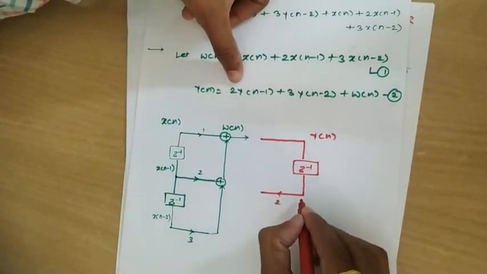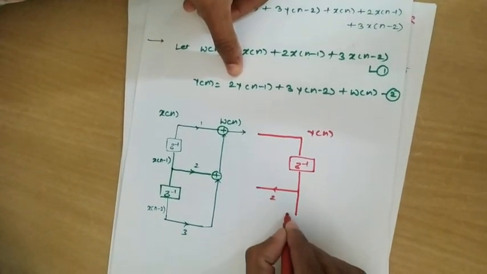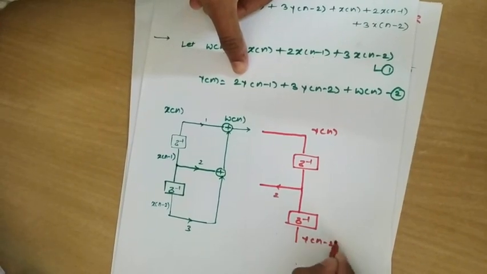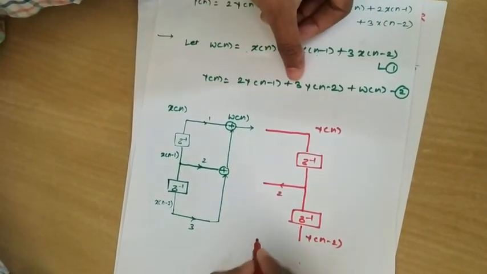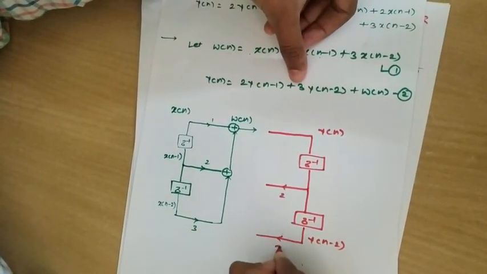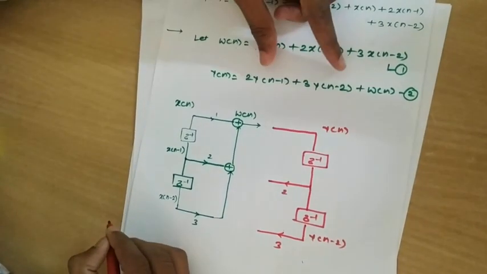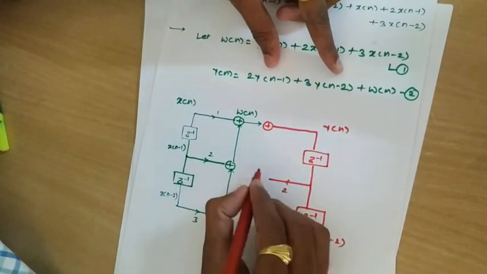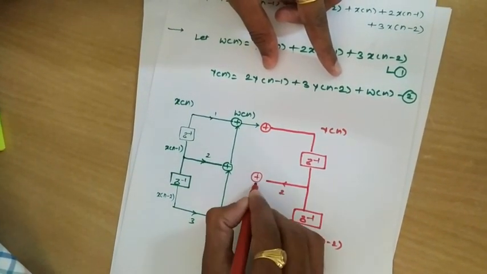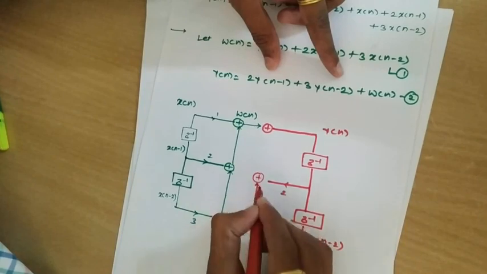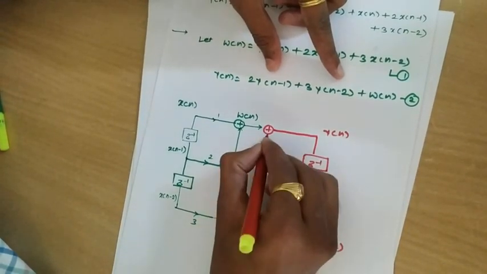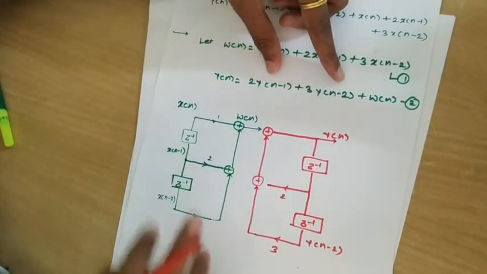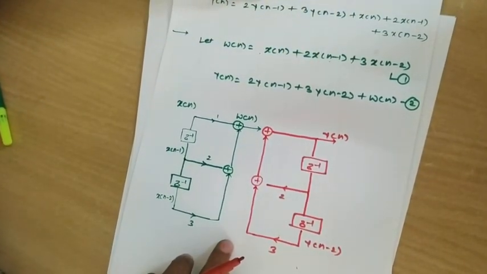Next y of n minus 2. So I will add one more delay element here, whose corresponding output becomes y of n minus 2, and it is multiplied with 3. Now again for this equation we need two adders. So this is the first adder and this is the second adder, and finally we'll add them. So this becomes our output as y of n, and this becomes the direct form 1 realization of the difference equation.